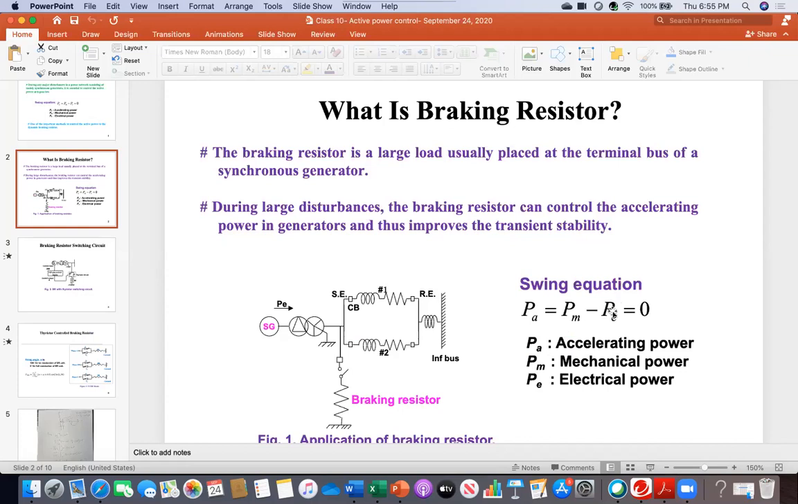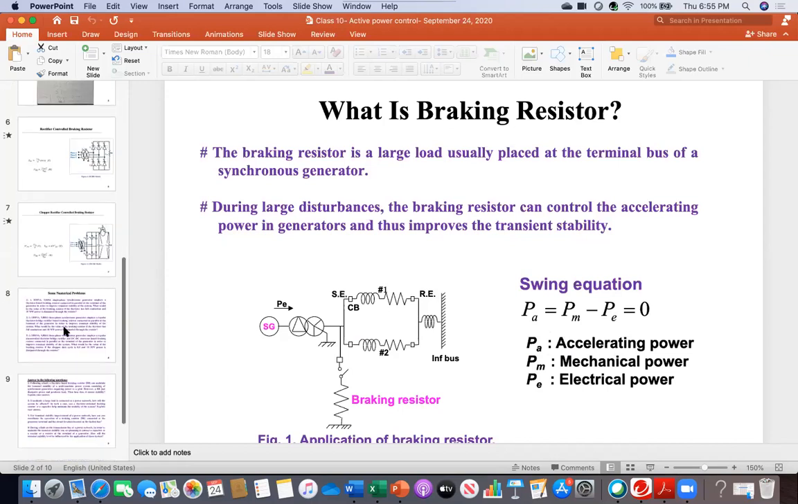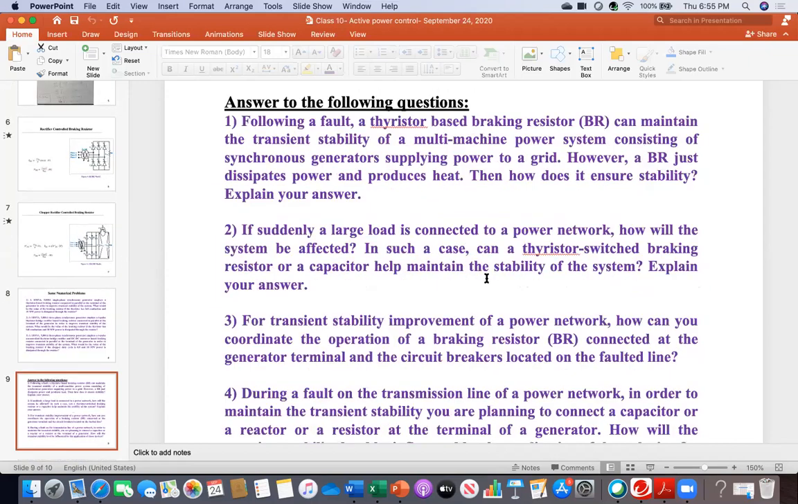So therefore your result is getting negative. What is the meaning of negative? Instead of acceleration, the system will be decelerated, and deceleration means your speed will go down, and then ultimately frequency will go down. So definitely, yes, there will be a stability issue.